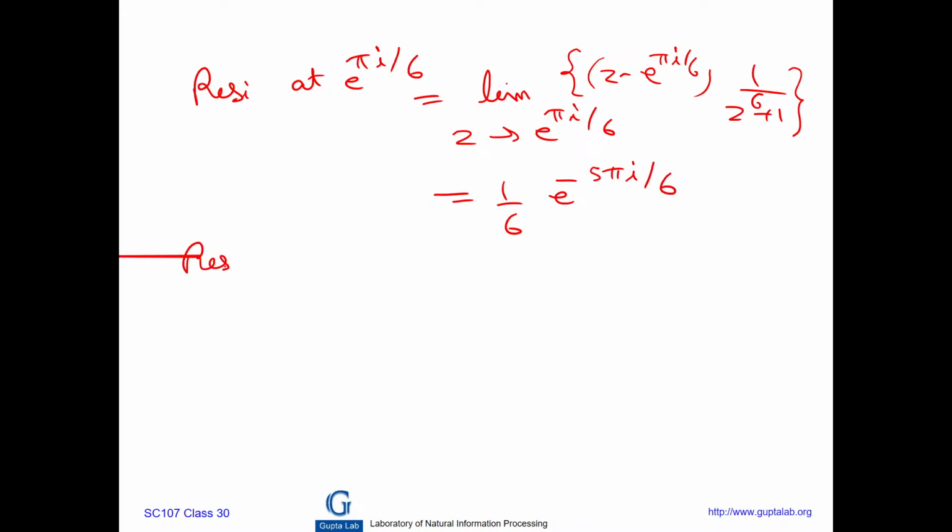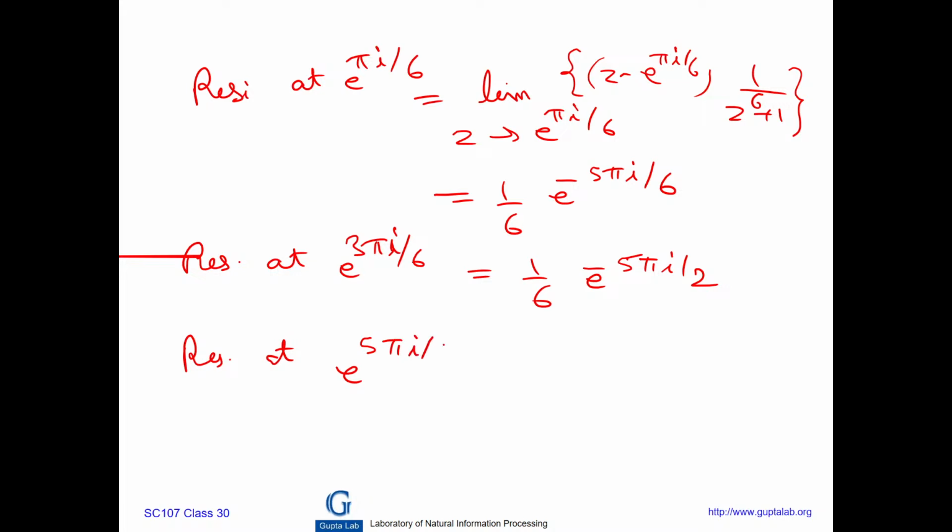Similarly, residue at e raised to power 3 pi i by 6 is equal to 1 over 6 e raised to power minus 5 pi i by 2 actually, and residue at e raised to power 5 pi i by 6 is equal to 1 over 6 e raised to power minus 25 pi i by 6. So I think all these calculations you can do. I am not doing that, but okay. So just take this expression and compute the limit in each of the cases. So those 3 points I am able to find the residues.